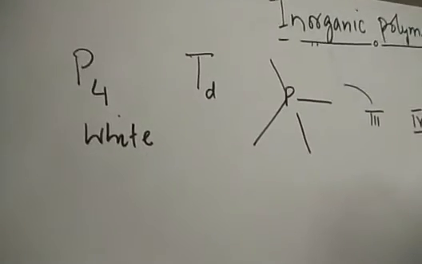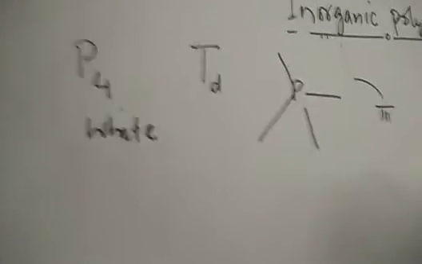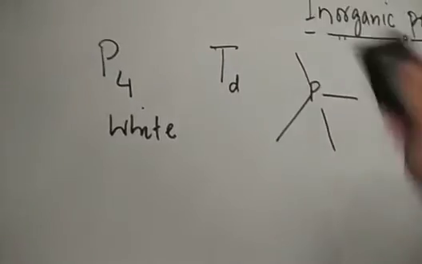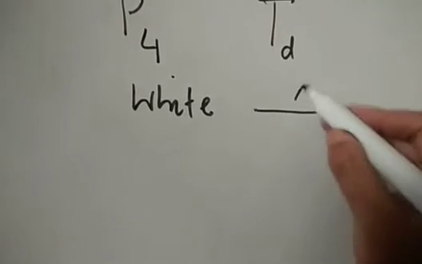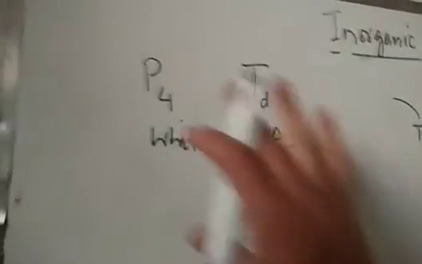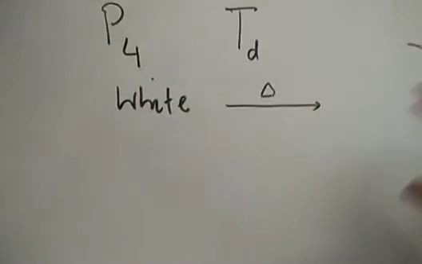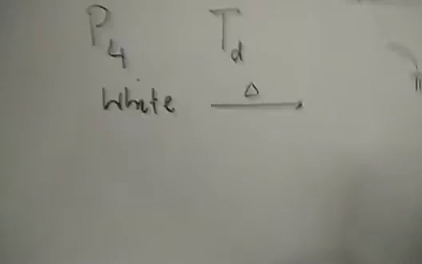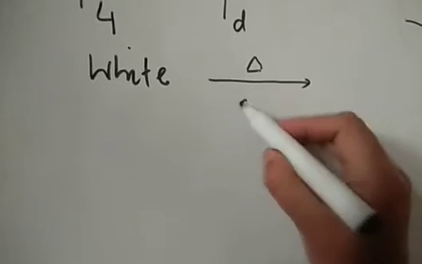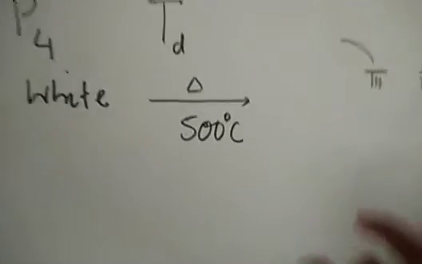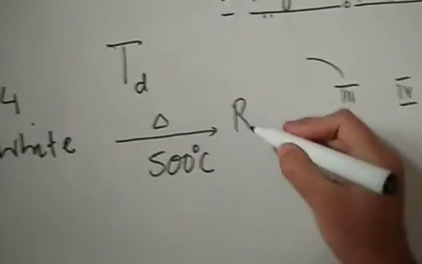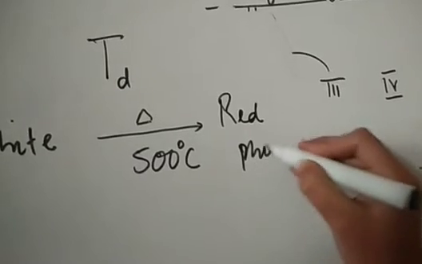Fine. P4. Now, if we heat this white phosphorus, which is actually tetrahedral, then it forms a polymer-like structure. That's very interesting. So, heating the white phosphorus gives us a polymeric phosphorus, long chains of PPP phosphorus. For example, if we heat this up to 500 degrees, then the phosphorus which you get is called red phosphorus. It's a red phosphorus.